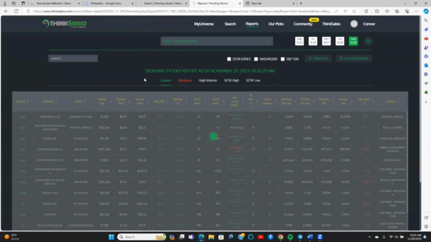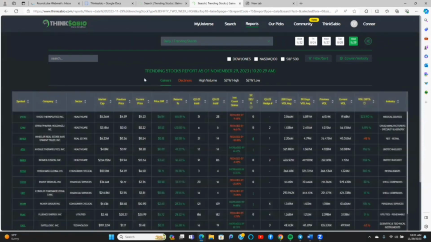So we want to give people lots of different ways to look at really useful and impactful stock market information on a daily basis. I think this helps people invest wisely because of the high volume of information. That's a big part of what Think Sabio does, giving people valuable information that helps them make informed, insightful stock market decisions.